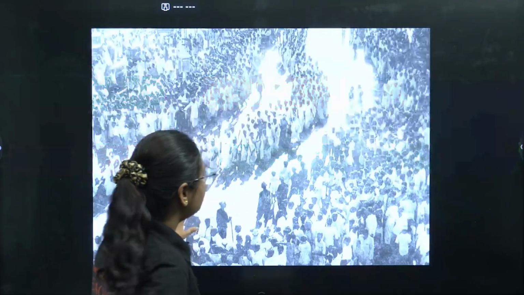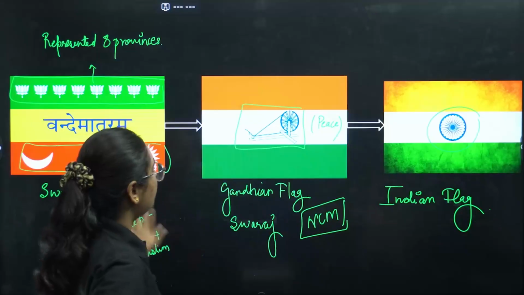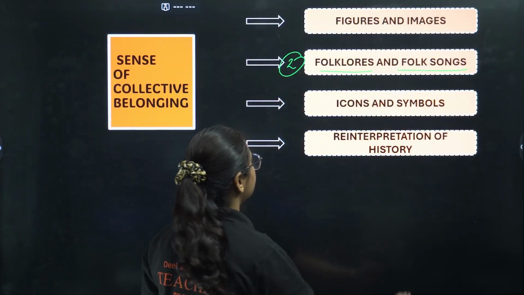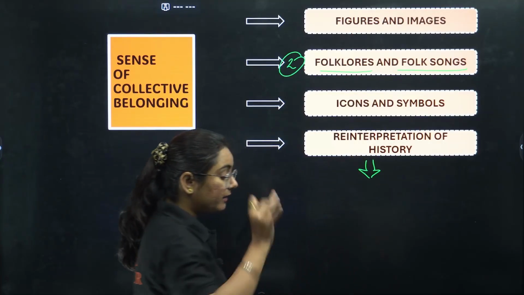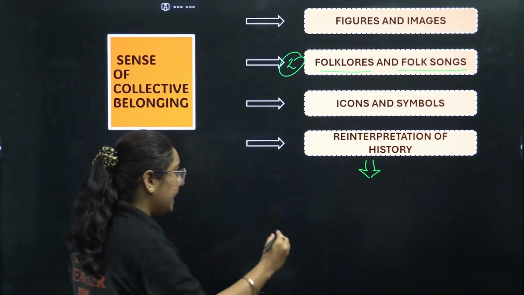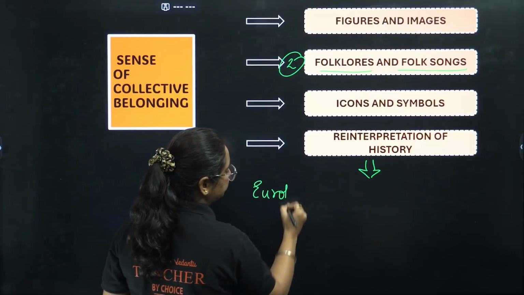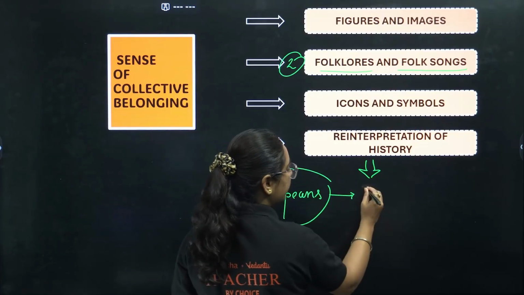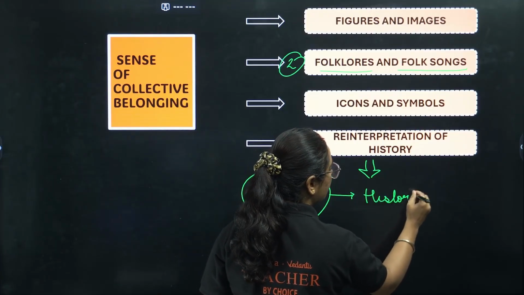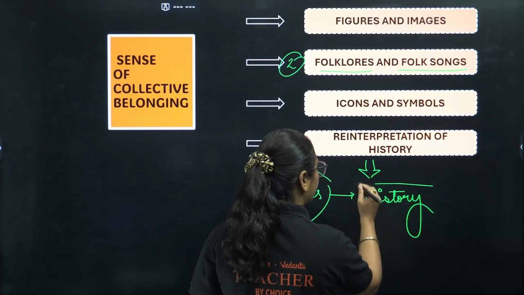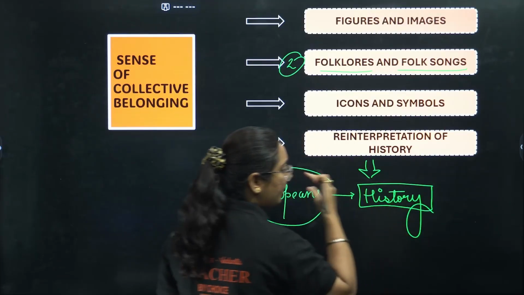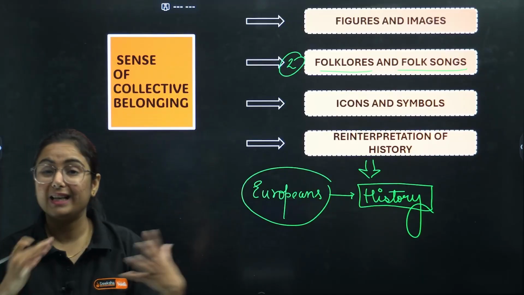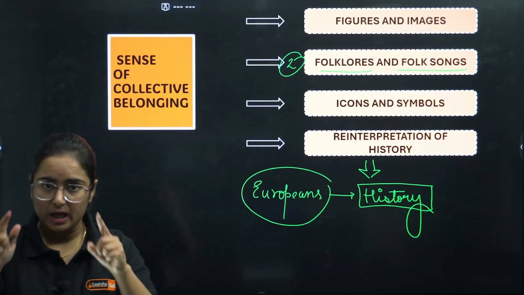Getting it? Last but not the least, that is representation of history. Now see, we are done with figures and images, folklores, icons and symbols. The last is reinterpretation of history. When Europeans came to India, they found one limitation in India, that Indians did not have a habit of writing their history. We have various epics, Upanishads, Granths, etc., but we have not written or interpreted history in many languages. That is the one point.